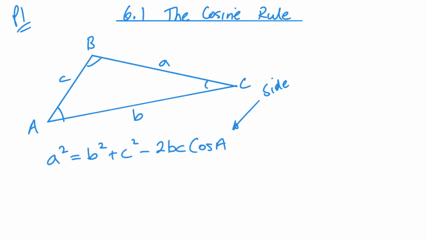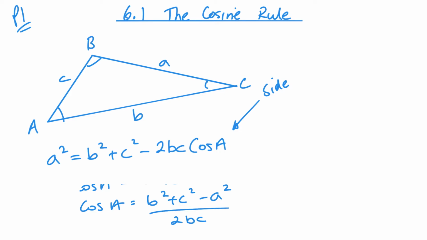And if I want to find an angle, I need to rearrange this. So if I rearrange this and add 2bc cos A, I get 2bc cos A equals b squared plus c squared, and I'm going to minus the a squared. So cos A is b squared plus c squared minus a squared over 2bc. And that then is the rearranged formula and the one that will enable me to find an angle.